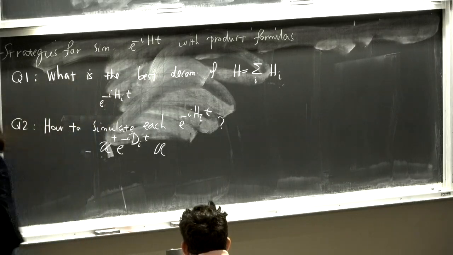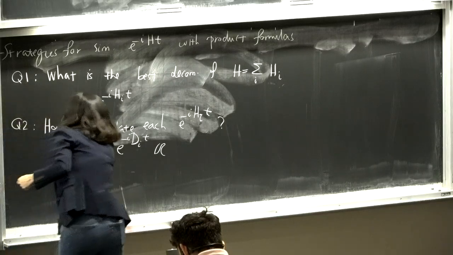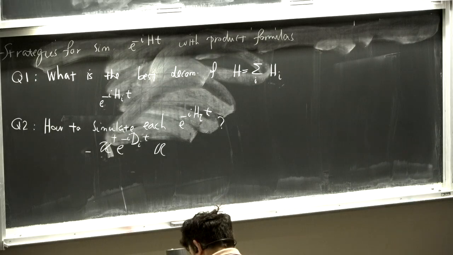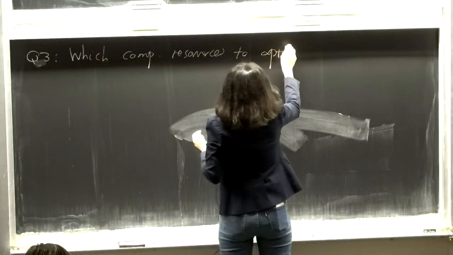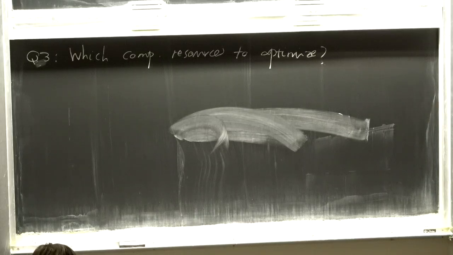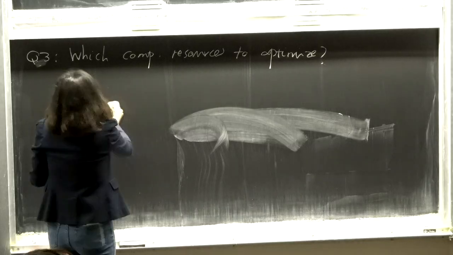So let me go to this slide. Which computational resources to optimize? Okay, so I'm coming up with a circuit, but there are multiple ways to circuitize an operator, it turned out. Which one do I pick? That means that I have to decide what I am optimizing in terms of computational resources. So here is how it goes.